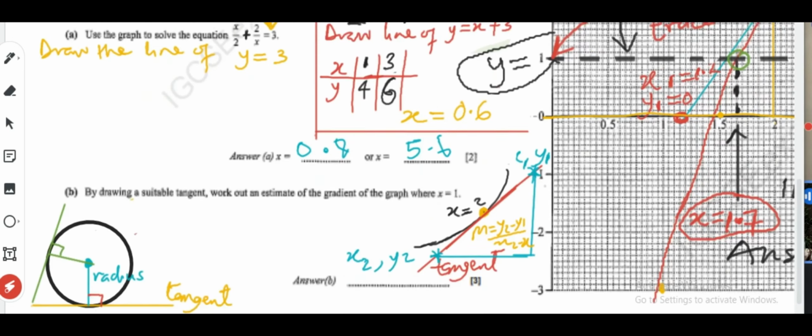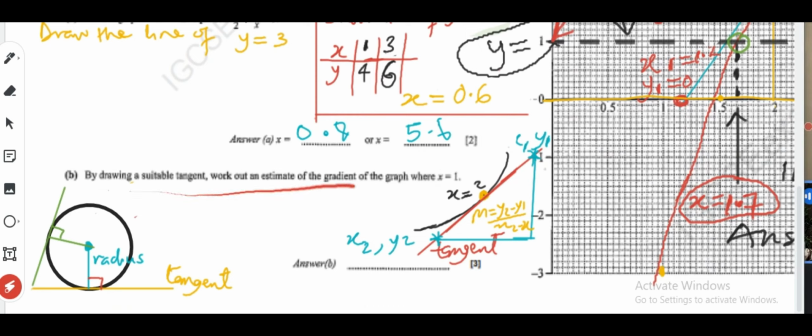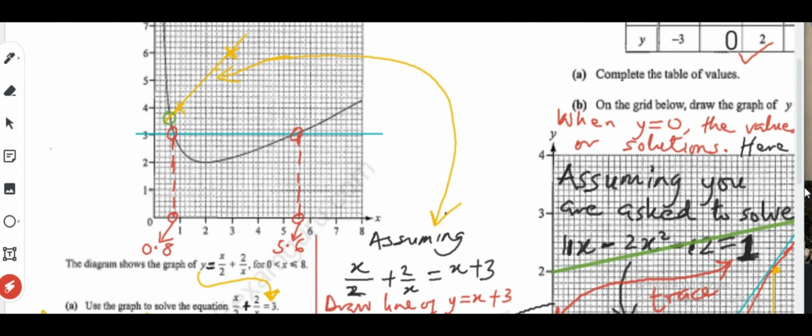It says at x equal to 1, draw a tangent. By drawing a suitable tangent, work out an estimate of the gradient of the graph where x is equal to 1. This is where x is equal to 1. Here. Yeah. This position. So we're going to draw a tangent at this position.